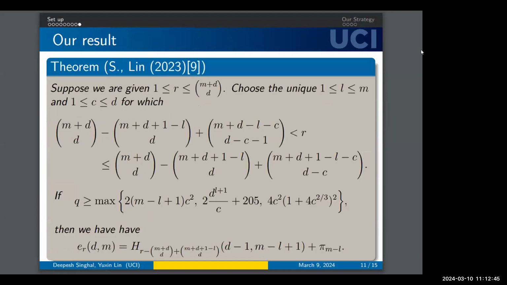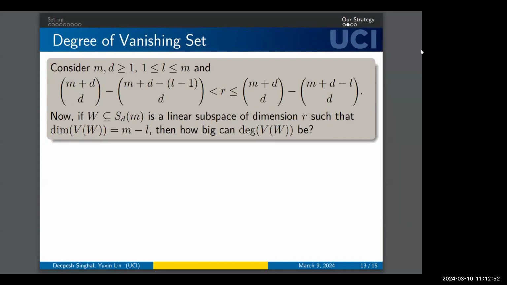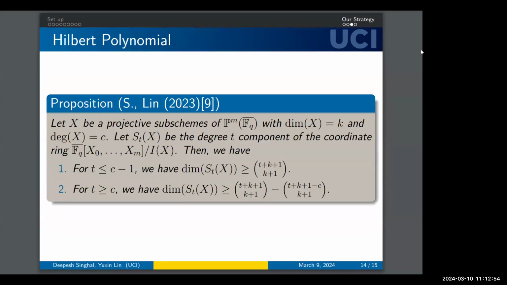The way the result follows from there is because if X was the vanishing set of W, then we know that the ideal of X contained W. So we know that there are a lot of things in the ideal, so that puts a lower bound on how big the dimension of S of X can be. And so that allows us, in terms of R, to get a bound on this dimension and the degree.